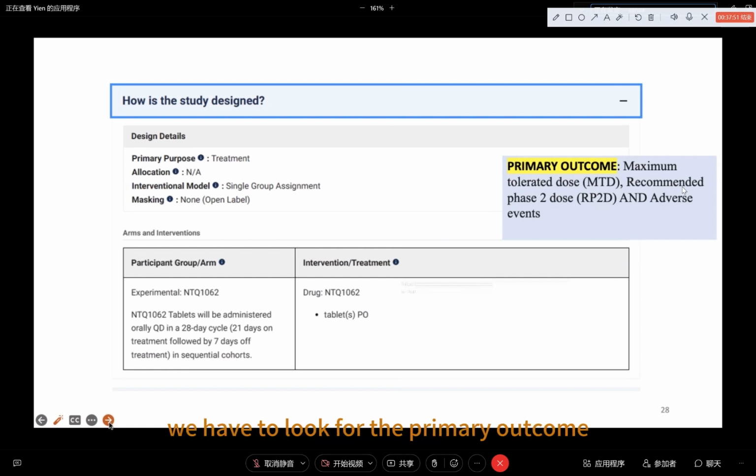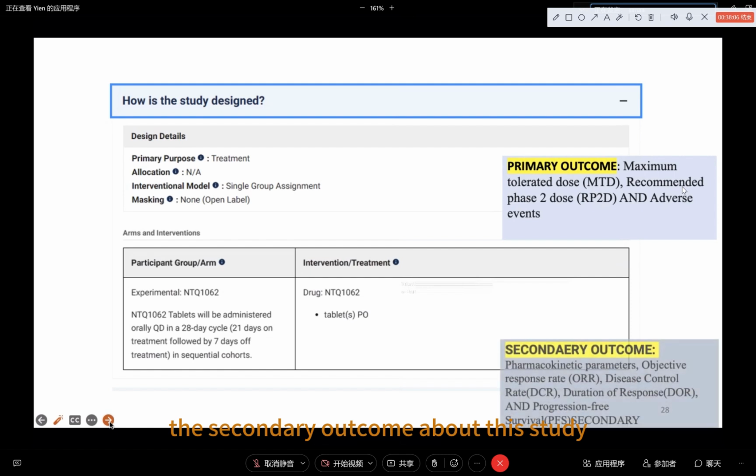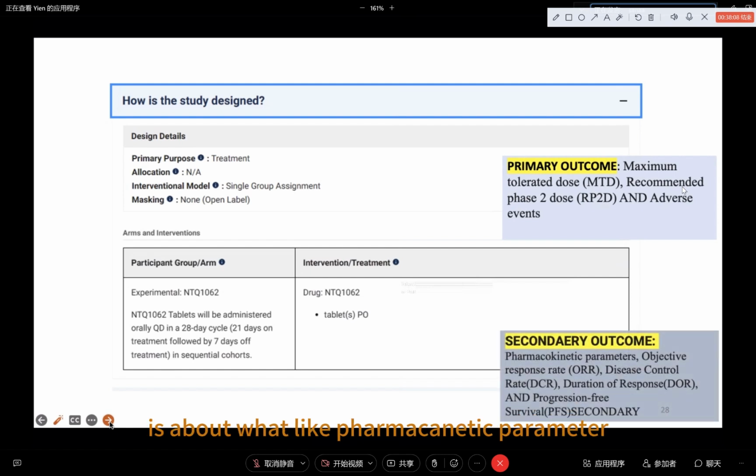In the study, we have to look at the primary outcome, what they are looking for. The primary outcome is the maximum tolerated dose, the recommended phase 2 dose, and also adverse events. If there is any adverse event, they have to stop the study. The secondary outcomes are the pharmacokinetic parameters, objective response rate, disease control rate, duration of response, and progression-free survival. So it's all about the mechanism of the drug inside the human body.